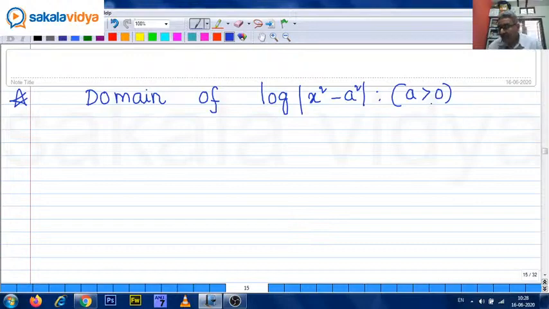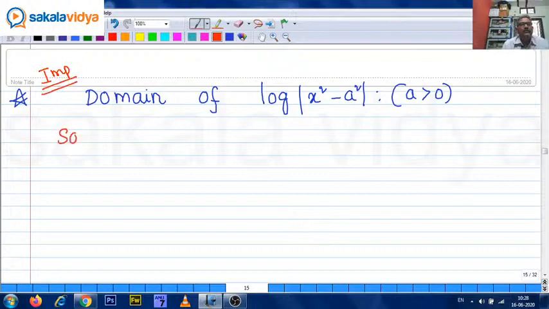Now, this question is very important. Here, domain of log of mod of x square minus a square. Here, with the modulus, x square minus a square may be negative. Understood now? But only one thing: whenever x square equals a square, it is not defined. So this function will not accept x equal to plus or minus a. That's all. So whenever modulus is there, remember, this is a very important concept.